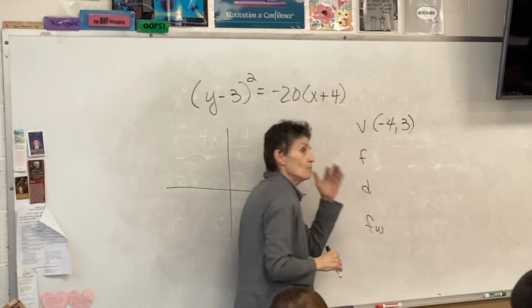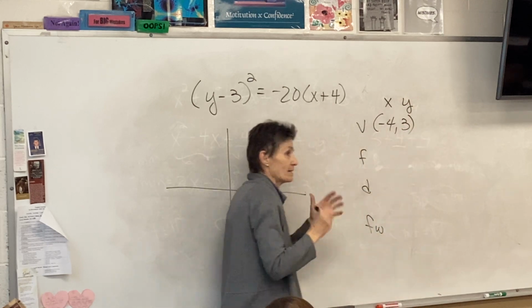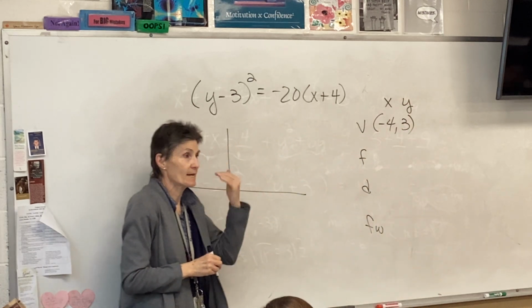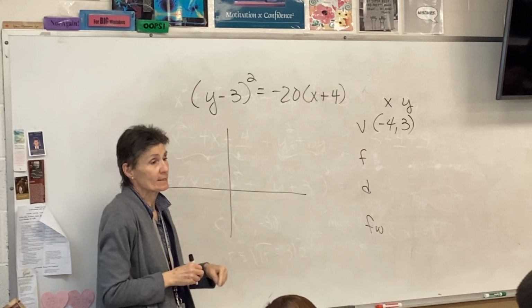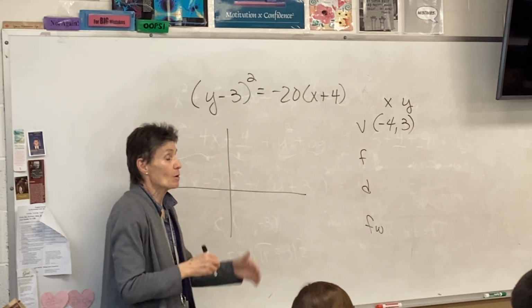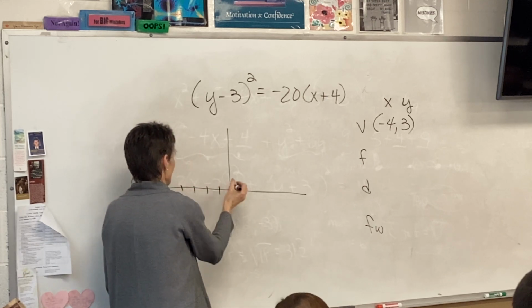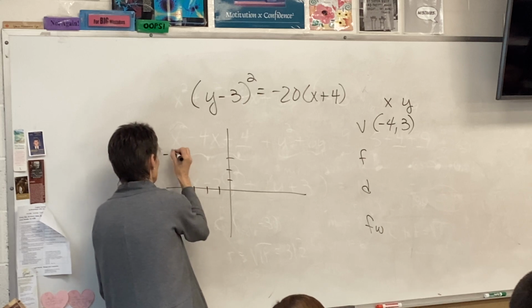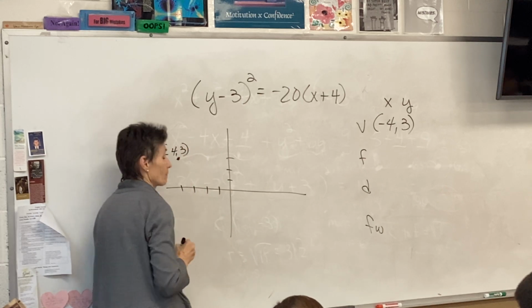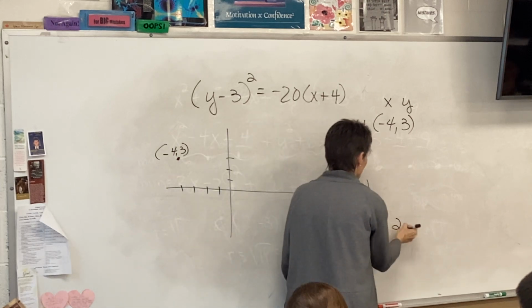Guys, you've got to make sure, I mean, put x, y on the paper physically to remind yourself it's x comma y. If your vertex is in the wrong place, your focus is going to be wrong, your directrix is going to be wrong. So get that vertex down. Negative 4. What's your focal width? 20.